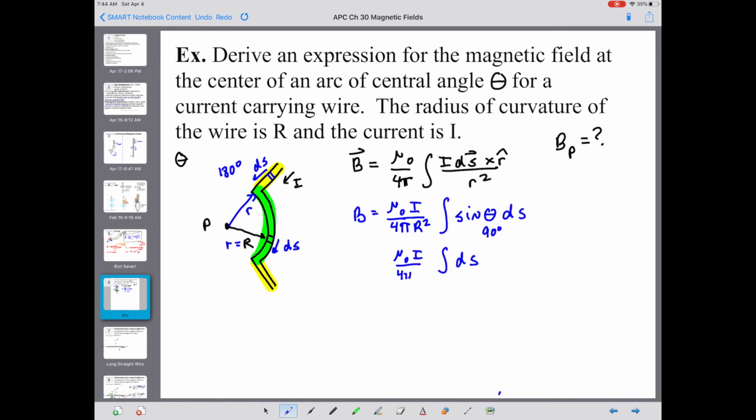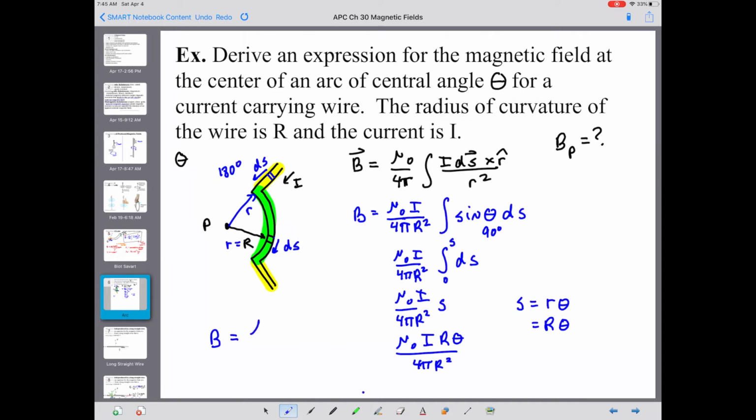Well, we need endpoints of integration. So then our endpoints of integration for ds are basically going to go from no arc to all of the arc. So from 0 to s. So when we integrate, we get mu naught I over 4 pi capital R squared times s. S is equal to r times theta, which in this case is capital R times theta. So when we put that in there, we get mu naught I R theta over 4 pi R squared.